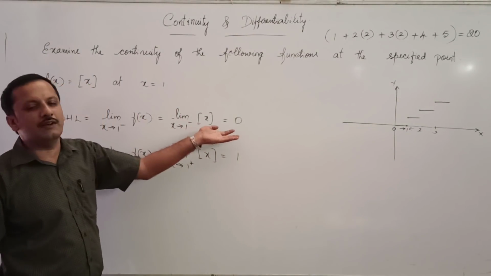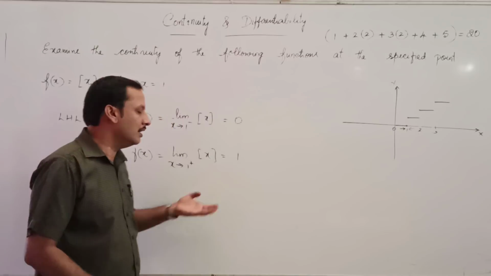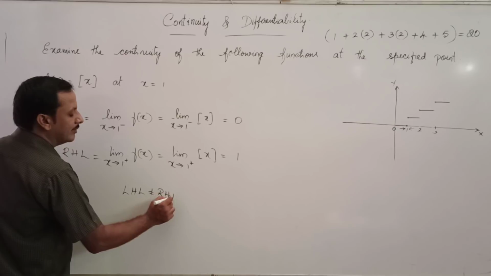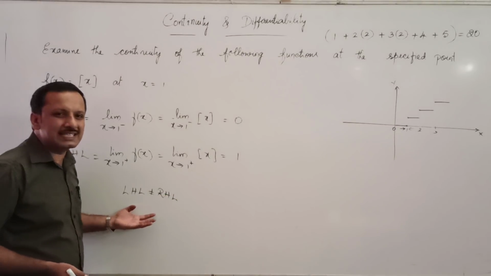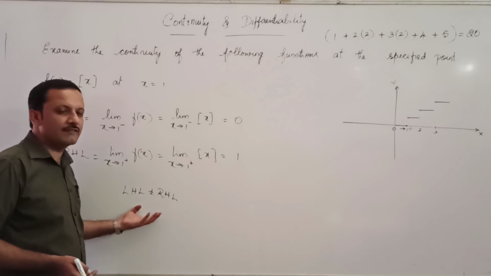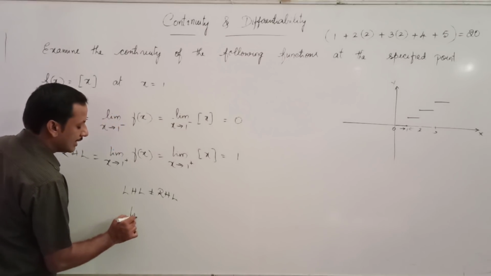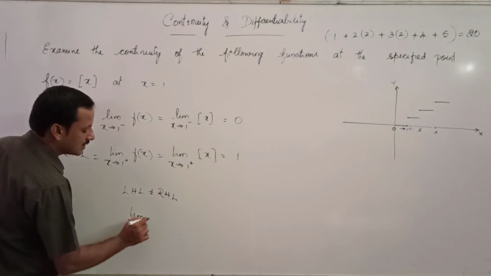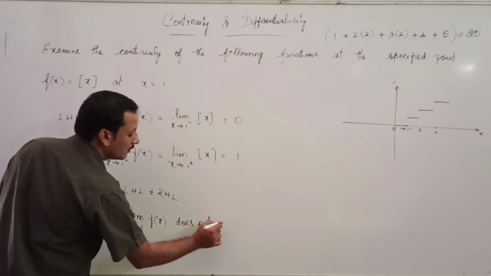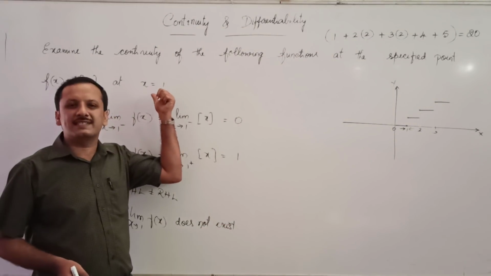As we observe, the left hand limit is equal to 0 and the right hand limit is equal to 1. So left hand limit is not equal to right hand limit. Hence, the limit itself does not exist. Then there is no point in checking whether the limit is equal to the functional value or not. So limit x tends to 1 f of x does not exist. Therefore, this function is discontinuous at x equal to 1.